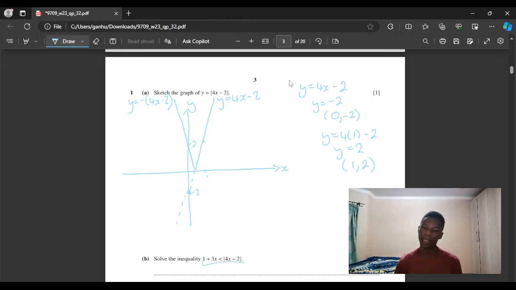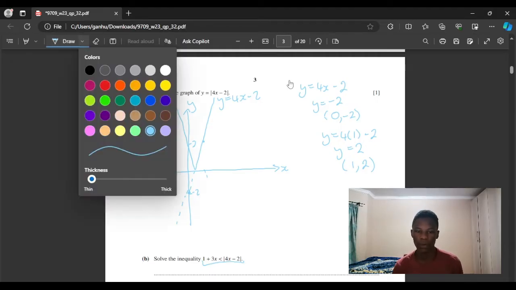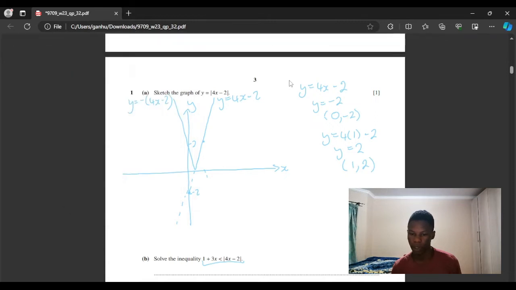Solve the inequality 1 plus 3x is less than modulus of 4x minus 2. To do that, we first need to draw the graph of y equals 1 plus 3x. Again, it's a straight line, so we need 2 points. Let's find the point when x is 0. So that's y is equal to 1. That will give us 0, 1. And then when x is equal to 1, that will give us y equals 4. So we have the point 1, 4.